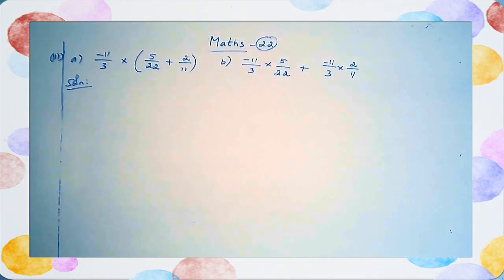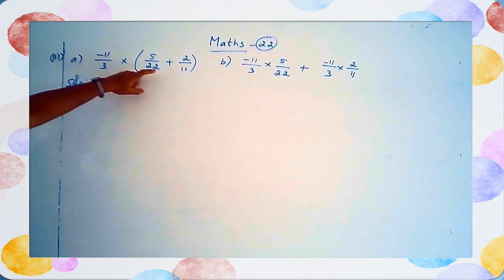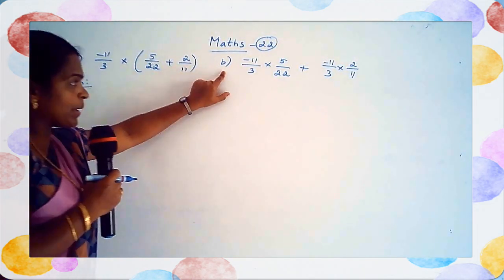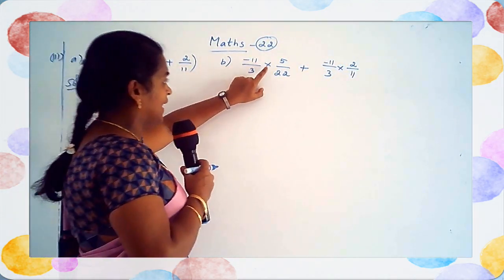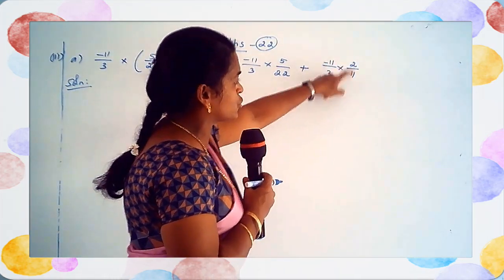Listen children, here two parts are given. A part is minus 11 upon 3 into 5 upon 22 plus 2 upon 11, and B part is minus 11 upon 3 into 5 upon 22 plus minus 11 upon 3 into 2 upon 11.